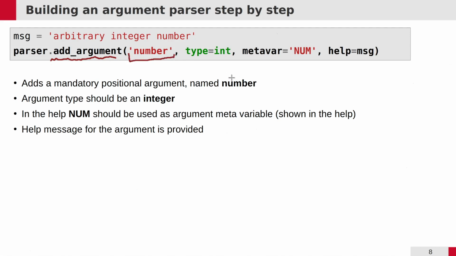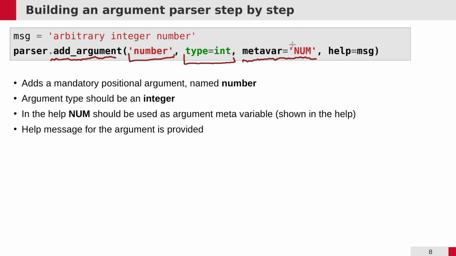That means it is a positional argument. We are setting the type, so that means the type is an integer, so Python will make sure that the argument which we pass on the command line can be safely converted to an integer. And we are setting a so-called metavar, and this metavar is just the name of the argument, how it appears on the help page.